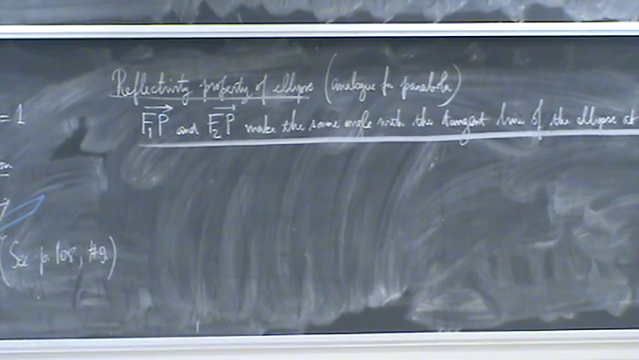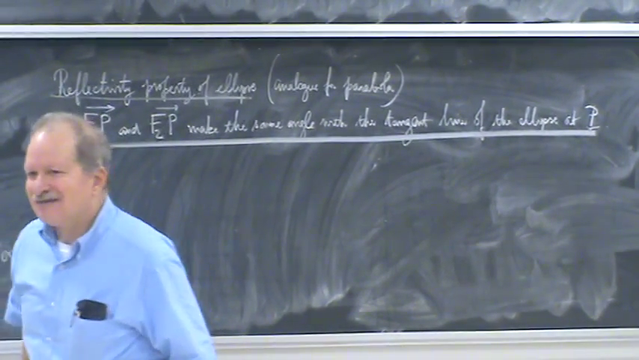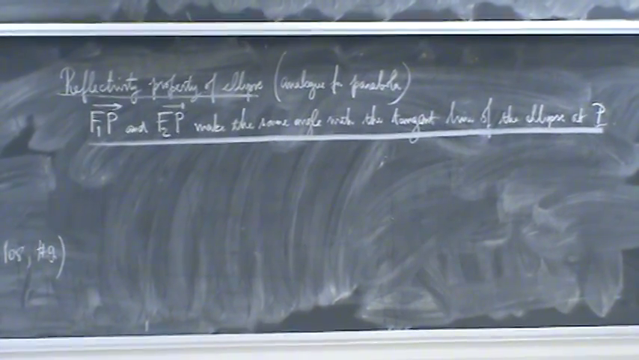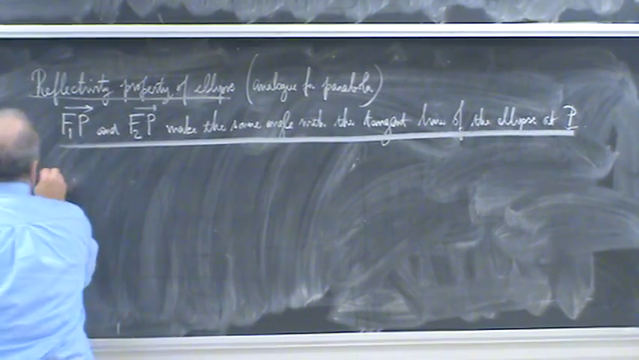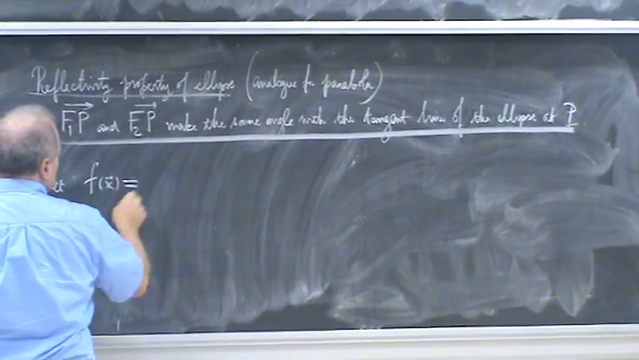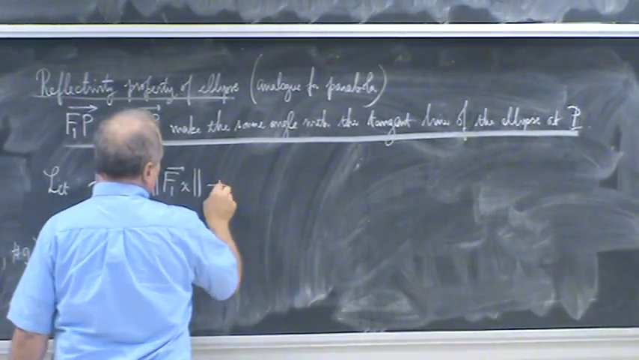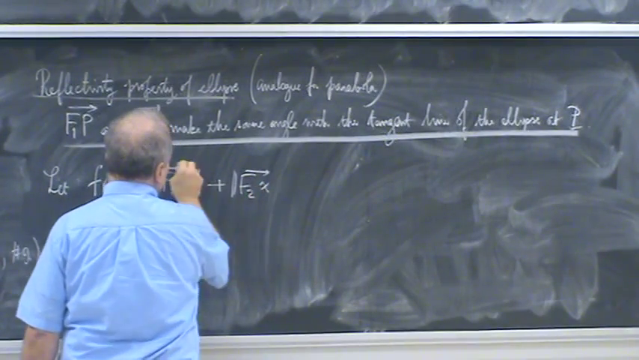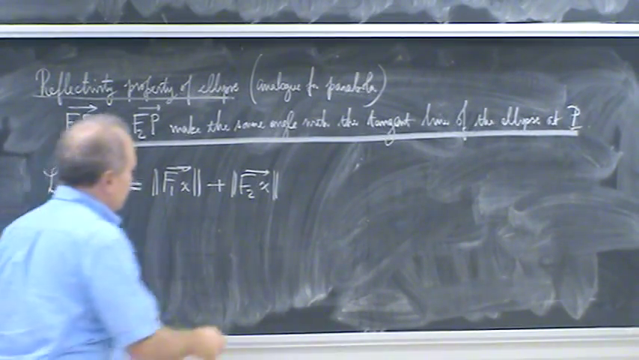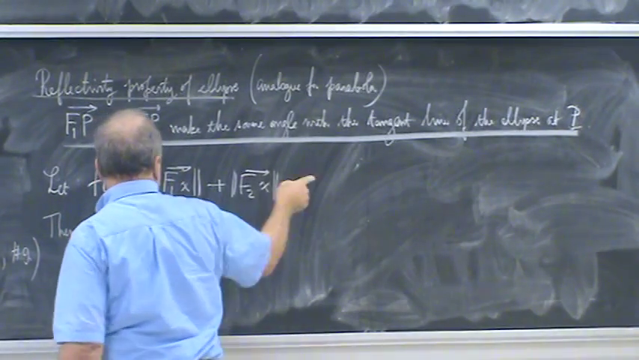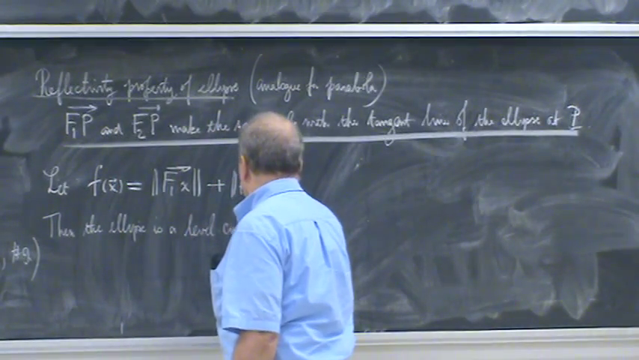So, Alex mentioned the word gradient. Where is the gradient in this picture? It is perpendicular to the tangent line. So, gradient of what, anyway? Gradient of the function. Yeah. So, let f of x be the function that computes the sum of the lengths of the vectors from the foci to x. So then each ellipse is a level set. The ellipse is a level curve of f.